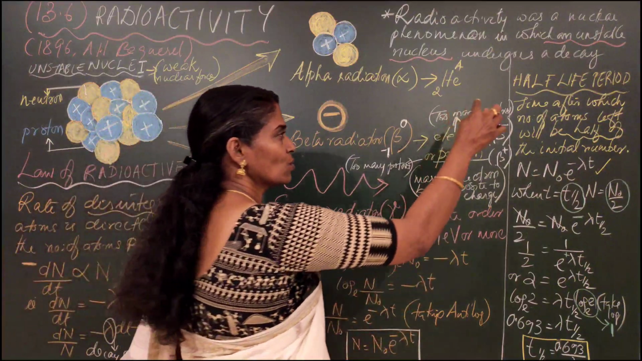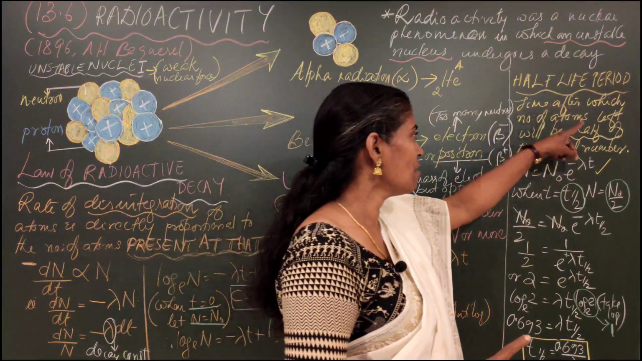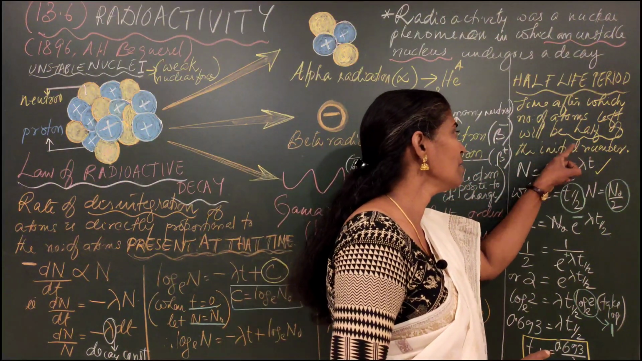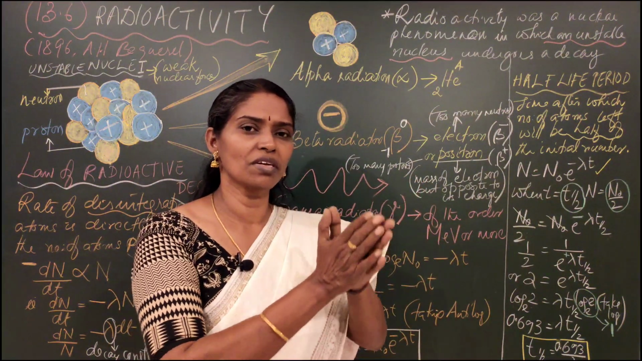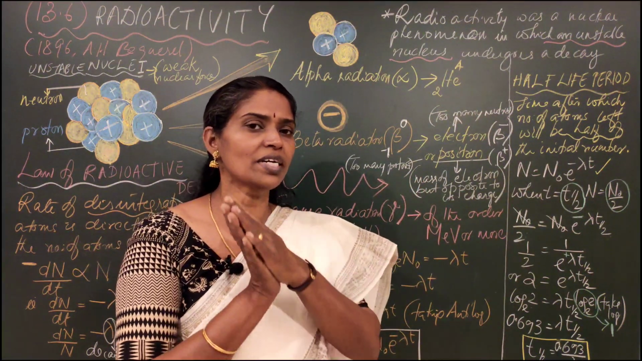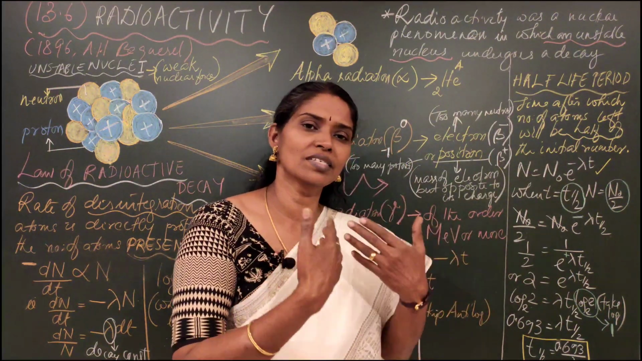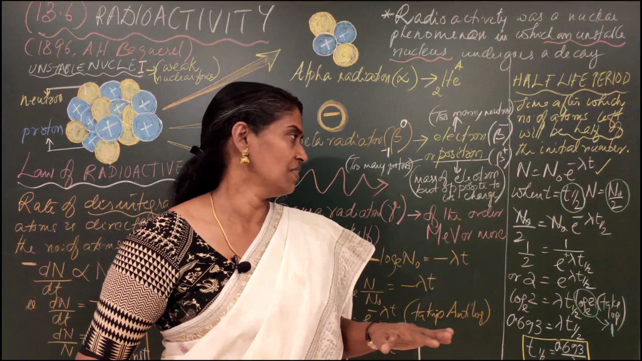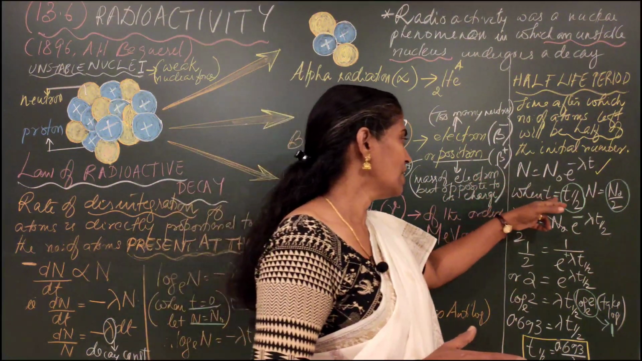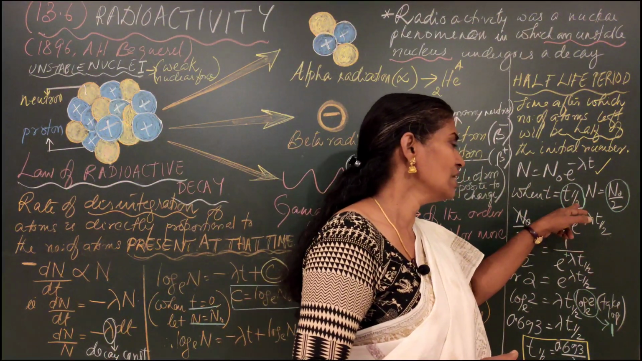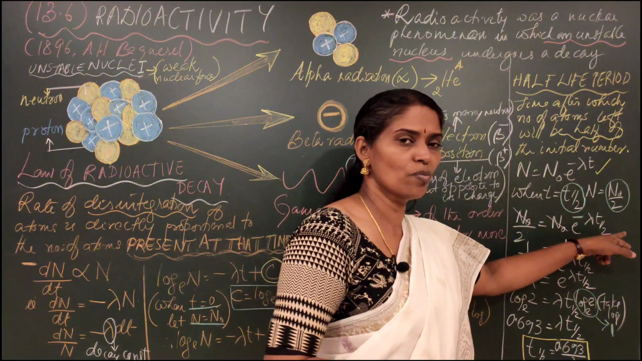Finally, one more thing, what is half-life period? Half-life period means the time after which the number of atoms left will be half of the initial number. For example, if 100 atoms are there when you started disintegration, after T half it reduces to exactly 50, or 50 has disintegrated and the remaining will be 50. That time is known as half-life period. It is represented by T half. So at T half, N becomes N0 by 2.